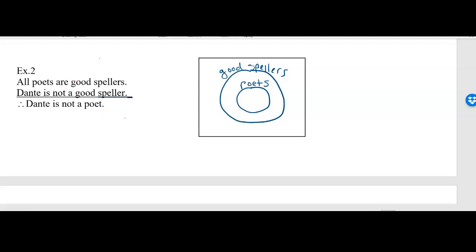Well, that means I got to put him out here, right? Because if he's not a good speller, I can't put him inside the poet because that's inside the good speller. I have to put him outside of that. Thus, Dante goes outside here.